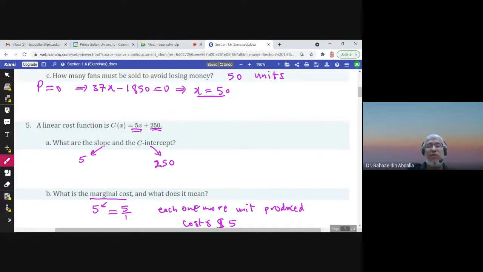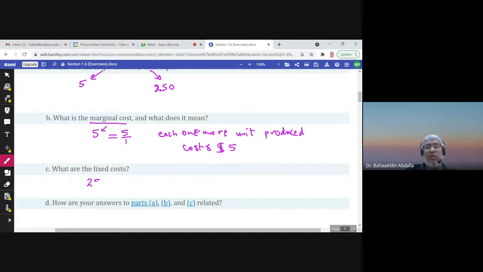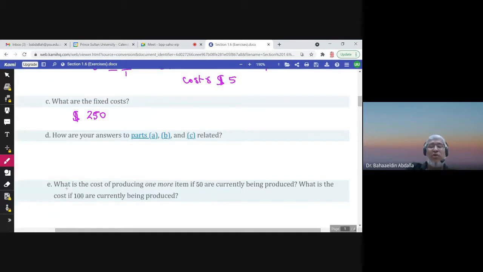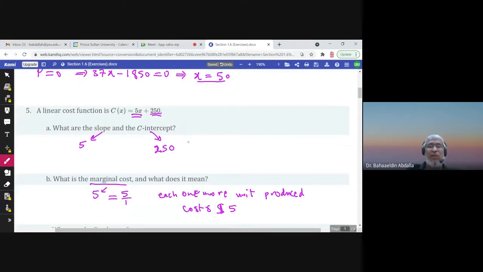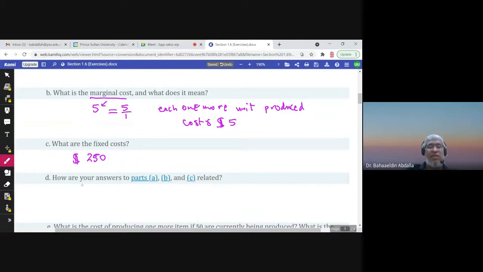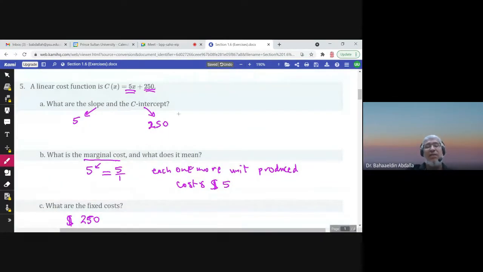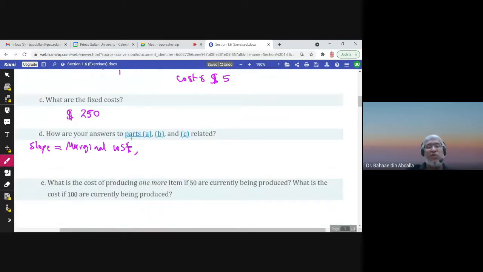What are the fixed costs? Here, this is the variable cost and this is the fixed cost. So the fixed cost is $250. How are your answers to parts A, B, and C related? In part A, the slope is 5, and the slope is also the marginal cost. So we can say that the slope of the cost function is equal to the marginal cost. This relates parts A and B. For parts A and C, the c-intercept is 250, which is the fixed cost. So the c-intercept is actually the fixed cost.